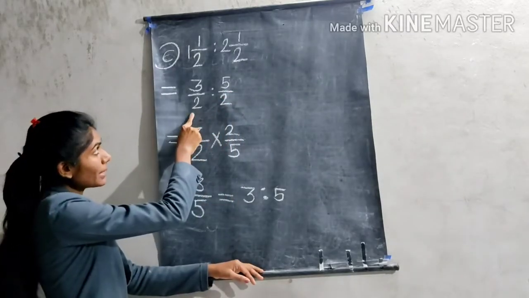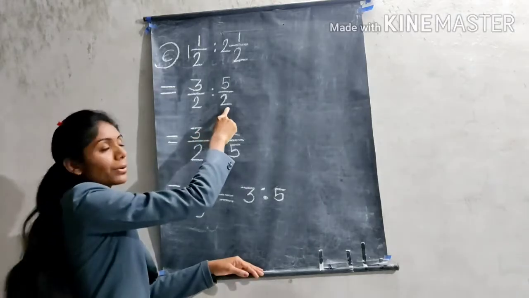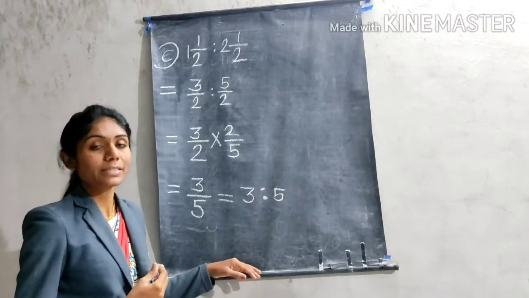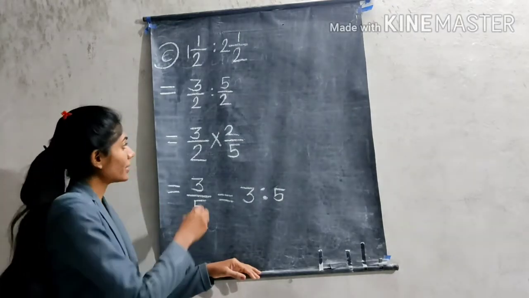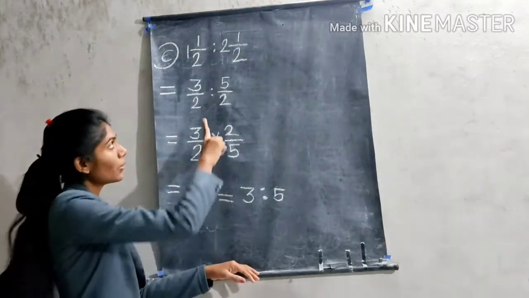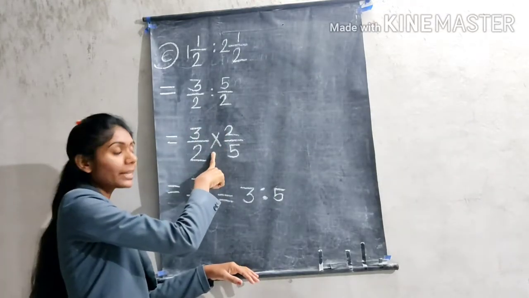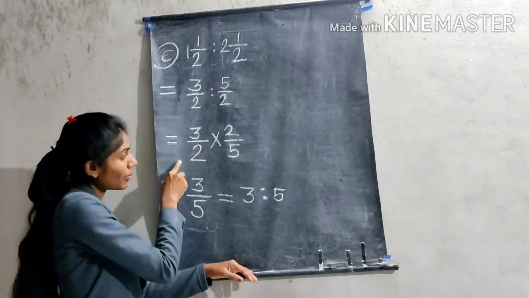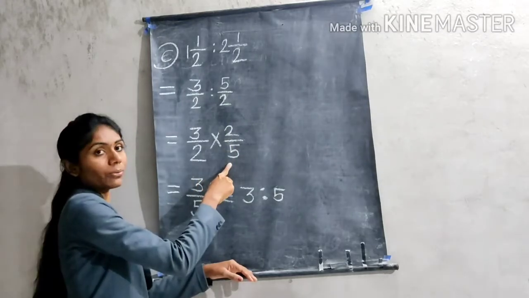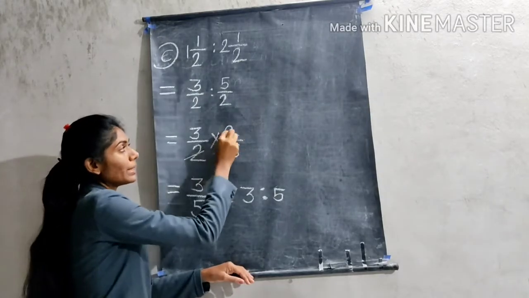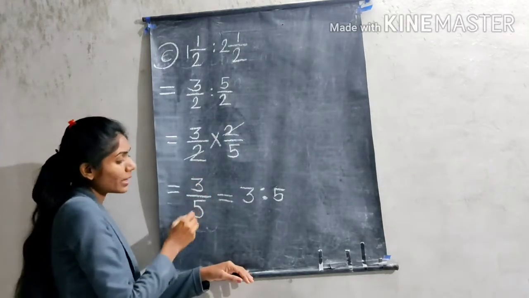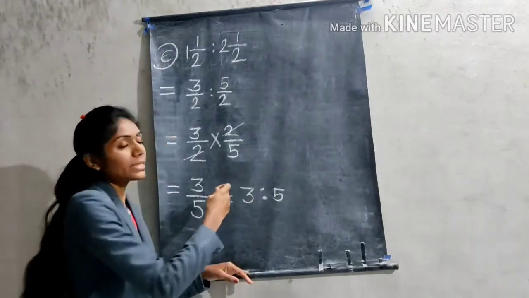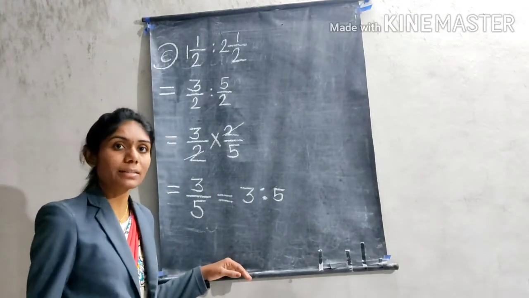Now we got here 3 upon 2 is to 5 upon 2. It is nothing but the first quantity upon second quantity. So here, while performing the division, we need to use multiplication sign, and the second fraction reciprocal we will write. So 3 upon 2 into 2 upon 5 we written. Now this 2 will get cancelled. At last 3 upon 5 is remain. It is nothing but the 3 is to 5. So this is the simplest form for the given example.